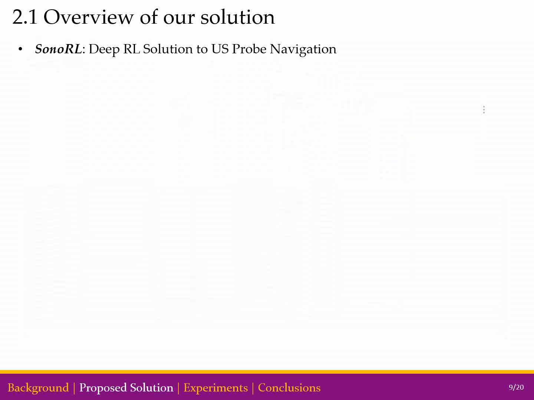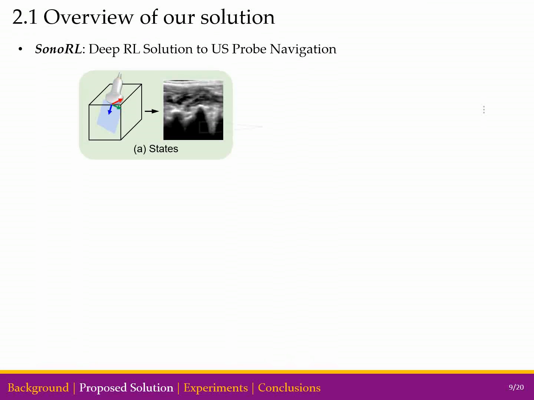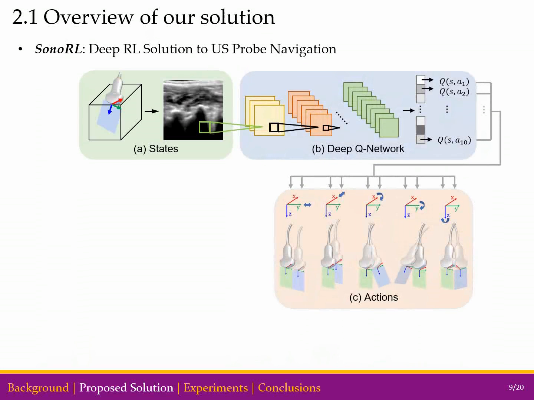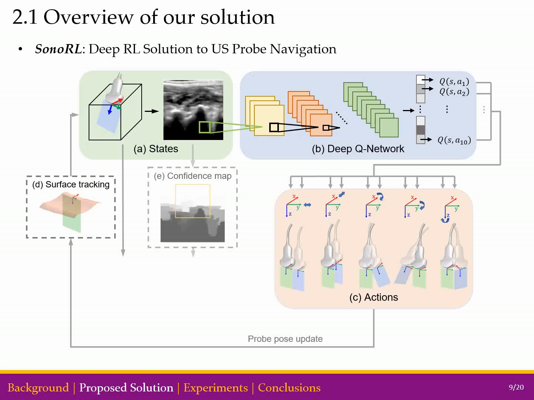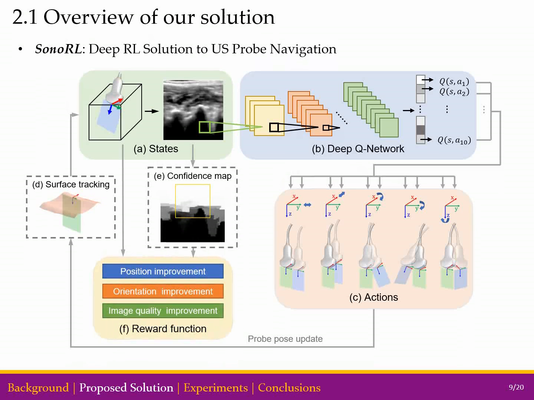We use SonoRL to refer to our deep reinforcement learning solution to ultrasound probe navigation. Given the ultrasound image as the observation, the agent selects the navigation action of the probe based on a deep neural network. And after the probe is moved, the agent will receive a reward which is associated with improvement of the position, orientation, and image quality. Then the agent will refine its navigation policy by updating the neural network parameters.